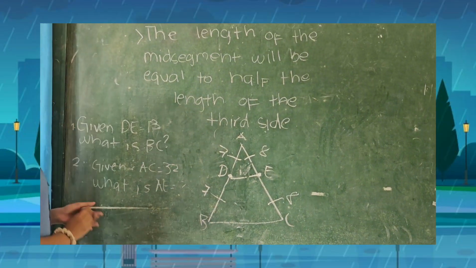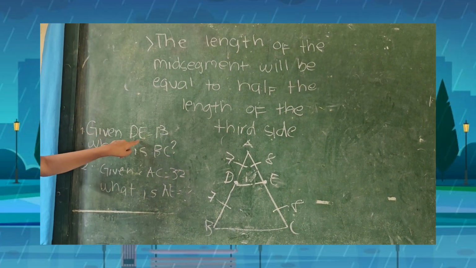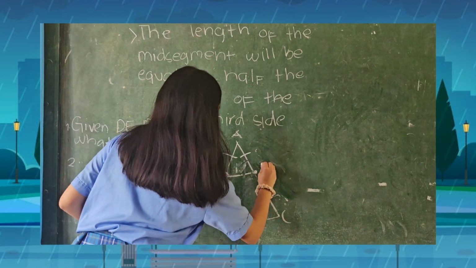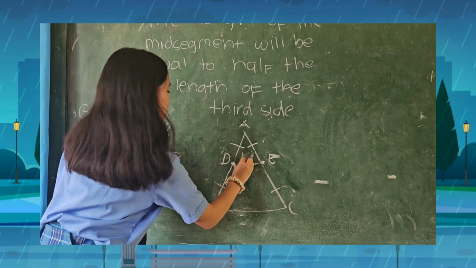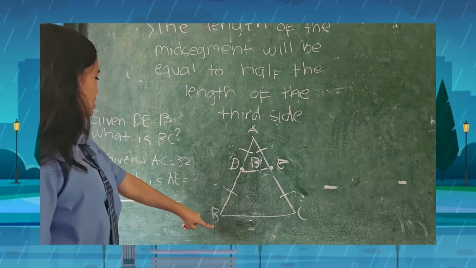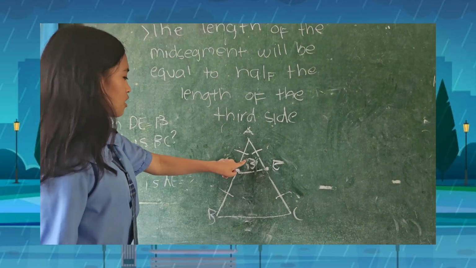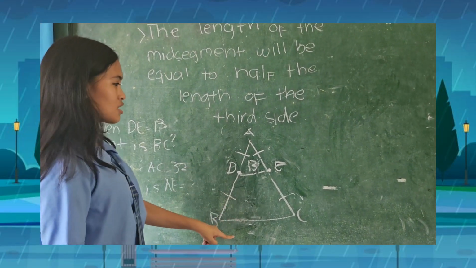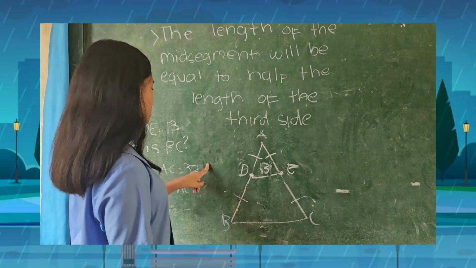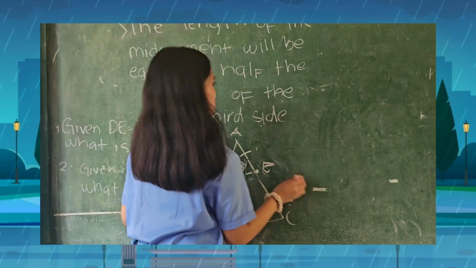So meron tayong question dito. Given DE equals to 13. Ang dali lang natin. Ang DE daw ay 13. So, ano ang BC? What is BC? So, meron 13 plus 13 equals to 26. Pero, kung hinahanap ang solution, meron tayong solution dyan. Saan ko ba ilagay?